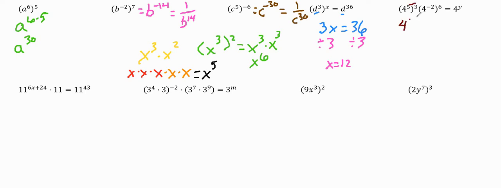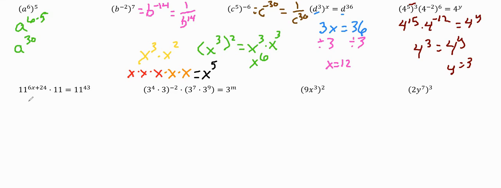So we have 4 to the 15th power times 4. And negative 2 to the 6th power is negative 12, so we'd have negative 12 power. That still equals 4 to the y. We're just trying to figure out what y is going to be. When we multiply, we add the exponents. So 15 plus a negative 12 is 3. So this would become 4 to the 3rd power, would equal 4 to the y. And then they both have the base of 4, so y has to be 3.